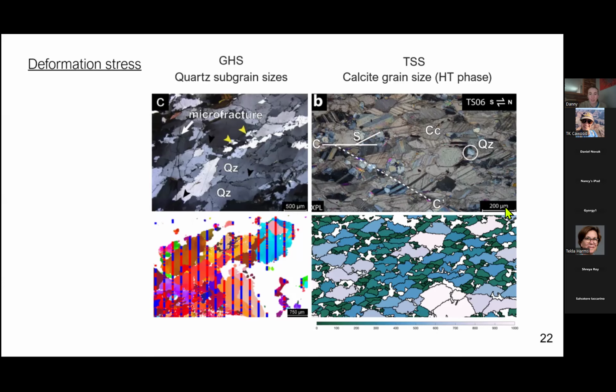And in both of these cases, the process that led to this is dynamic recrystallization, and it's linked to the higher temperature portion of the deformation phase. So the results from this show similar orders of magnitude of stress in both the Greater Himalayan sequence and the Tethyan sedimentary sequence for this high temperature phase, and show that the stresses are generally pretty low, so below 22 megapascals.